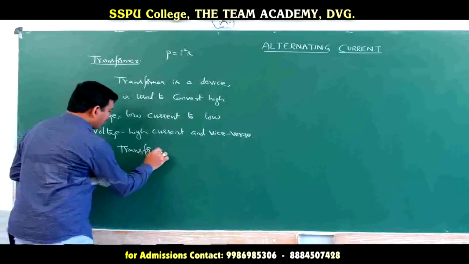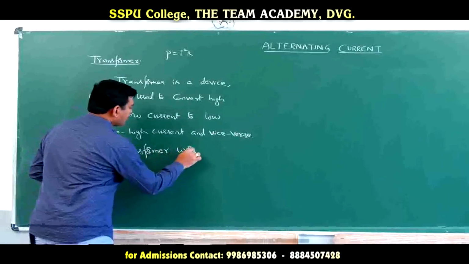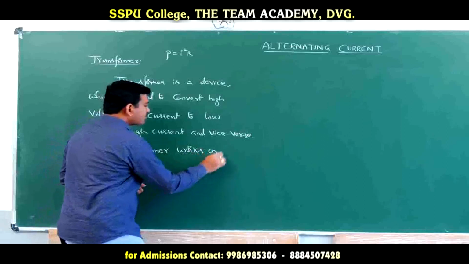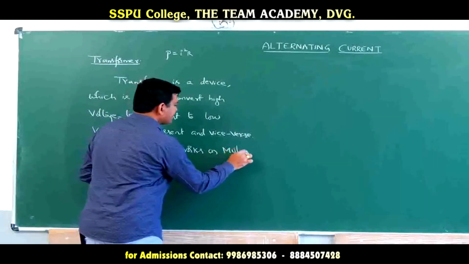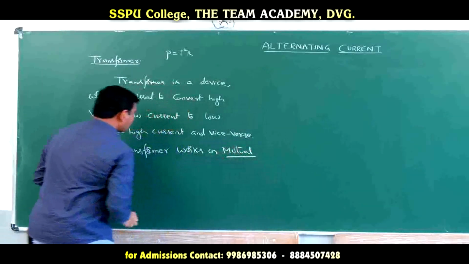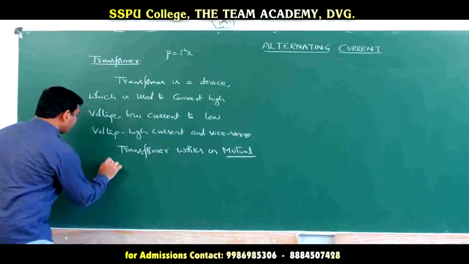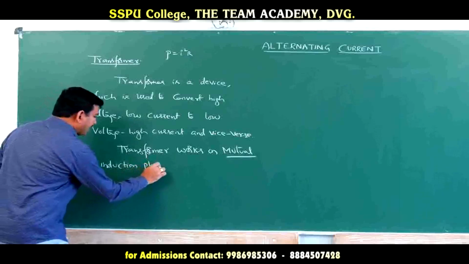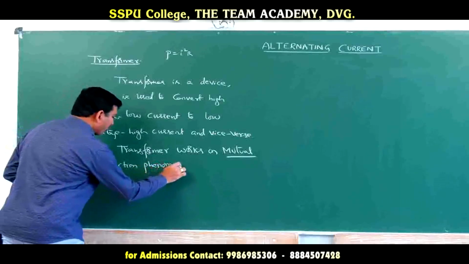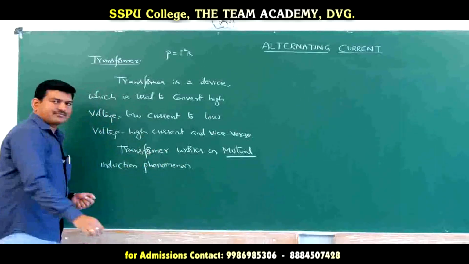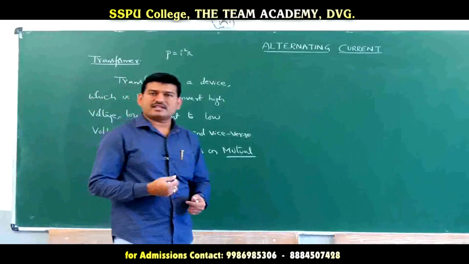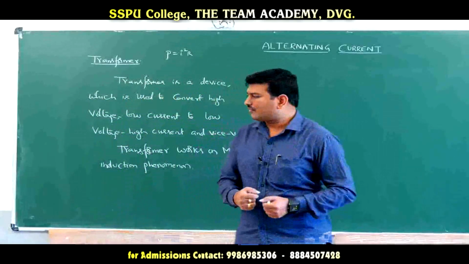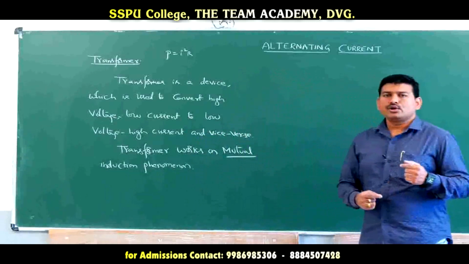Transformer works on mutual induction phenomenon. It is working on which phenomenon? Mutual induction phenomenon. As it is working on mutual induction phenomenon, there must be how many coils? For mutual induction to take place, there must be two coils. Therefore, in a transformer, there must be two coils.